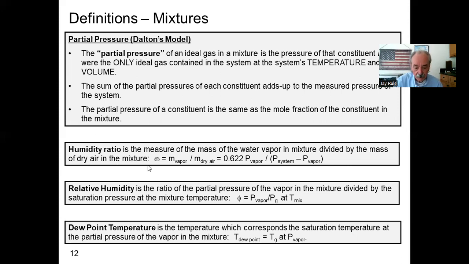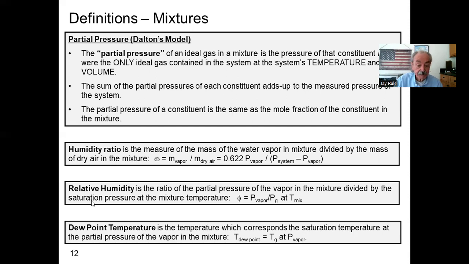The humidity ratio, that's omega, that's not W. Omega, Greek letter omega, defined as the mass of vapor in the mixture divided by the mass of dry air. In atmospheric air, the air that we breathe, okay? Hopefully in class you derived another expression for omega. The humidity ratio is 0.622, that's the ratio of molecular weights of vapor, H2O, divided by dry air, times the partial pressure of the vapor divided by the partial pressure of the dry air, which is P of the system minus P of the vapor.